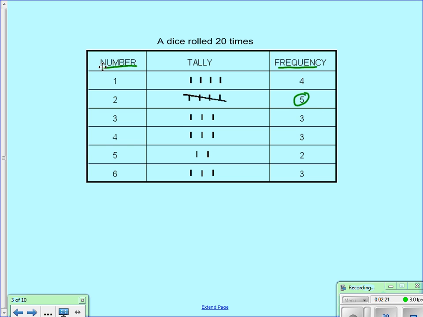Which number rolled the least amount of times? Well, the 5 here only rolled 2 times. So that was the least amount. So we can use this to answer some questions we might have.